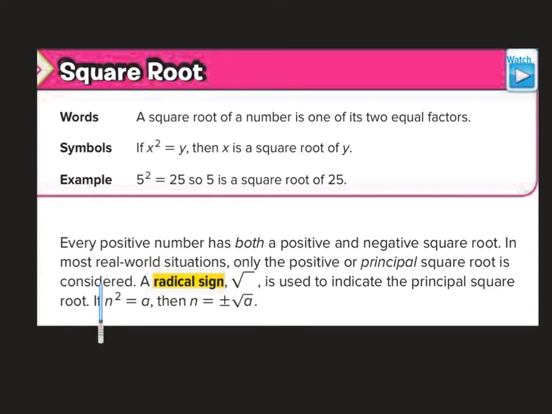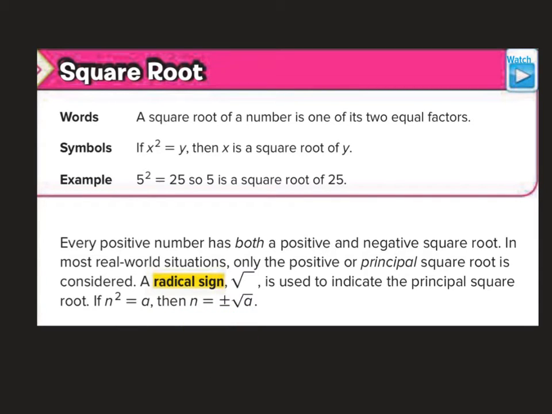just like those doubles I was talking about. Every positive number has both a positive and negative square root. In most real-world situations, only the positive or principal square root is considered. A radical sign is used to indicate the principal square root. If n squared equals a, then n equals plus or minus the square root of a.